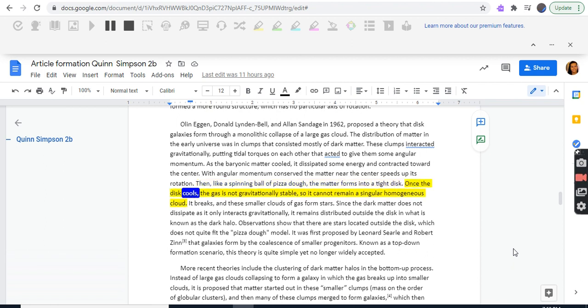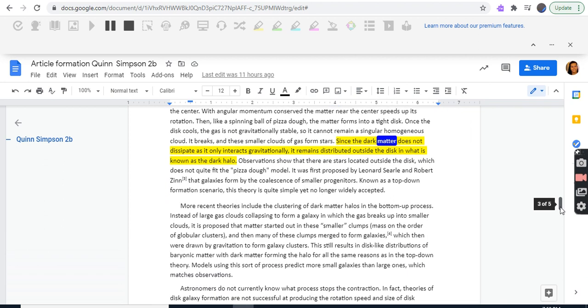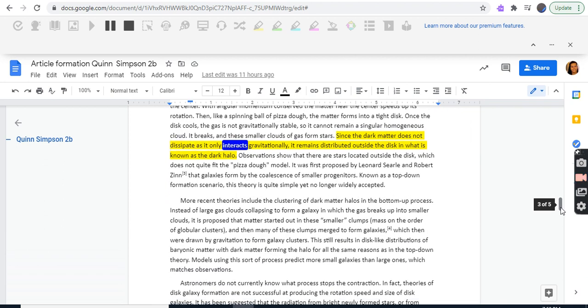Once the disk cools, the gas is not gravitationally stable, so it cannot remain a singular homogeneous cloud. It breaks, and these smaller clouds of gas form stars. Since the dark matter does not dissipate as it only interacts gravitationally, it remains distributed outside the disk in what is known as the dark halo. Observations show that there are stars located outside the disk, which does not quite fit the pizza dough model.